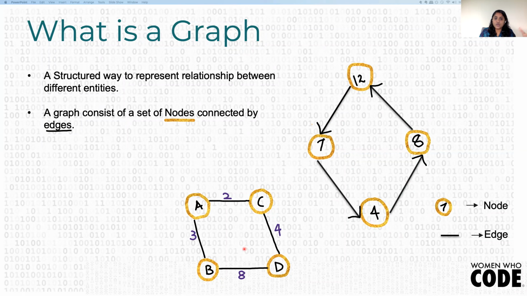The second one here is also a graph, but the only difference is that the edges have some properties. These are typically called weighted graphs, and they have some properties associated with each of the edges. We'll get into the details of that in the later part of the session.